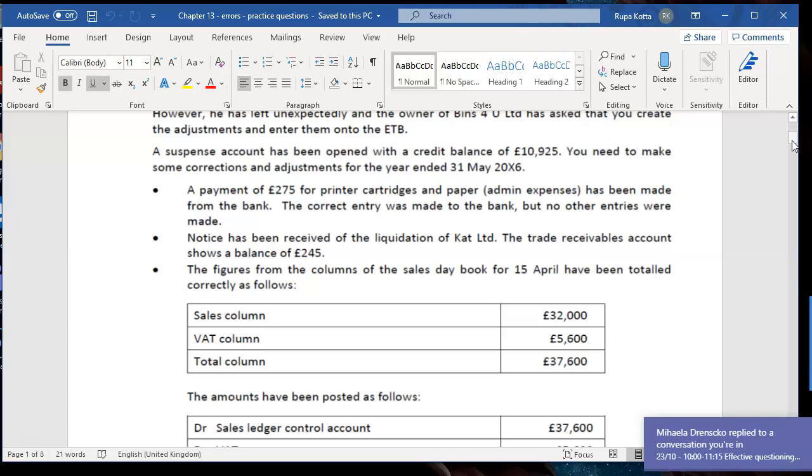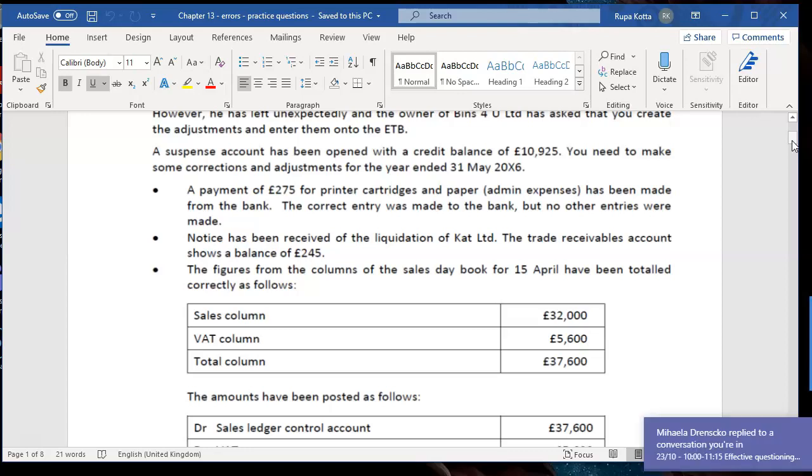Some corrections and adjustments are: a payment of 275 for printer cartridges and paper, which means it is admin expenses, has been made from bank. The correct entry was made to the bank, but no other entries were made. So you bought some printer cartridges and paper, and they said that it is admin expenses. You made the payment from the bank. The correct entry has been made to the bank, but no other entries were made. So you already recorded it into the bank, but you did not put it into the admin expenses account.